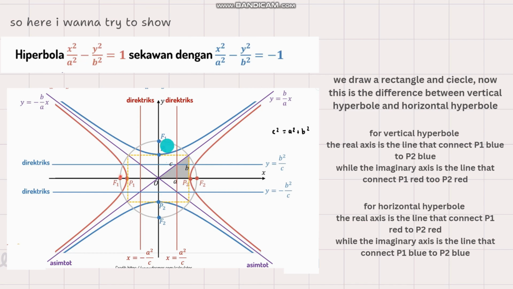From here we can conclude that the values of the small a, small b, and the small c are the same. So we can conclude that c square equals to a square plus b square.